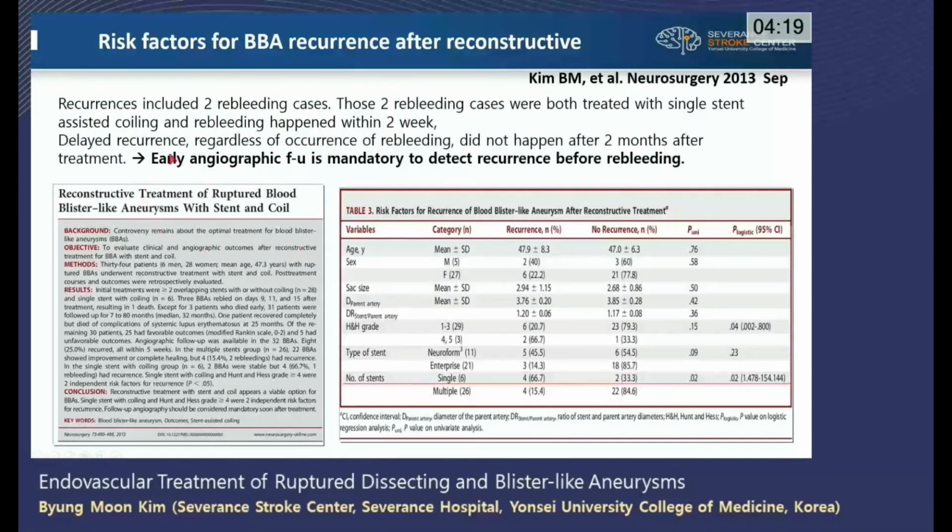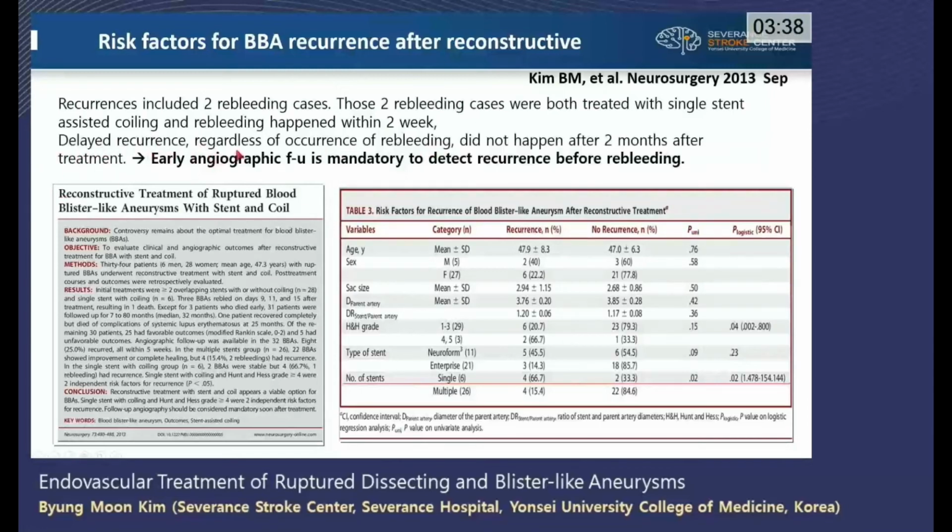In my report about the risk factors for blood blister-like aneurysm recurrence after reconstructive treatment, reconstructive treatment included single to three stents with or without coiling. In this report, recurrence included 2 rebleeding cases, both of which were deaths. Those 2 rebleeding cases were both initially treated with single stent assisted coiling, and rebleeding happened within 2 weeks, one at 3 days and one at 10 days.